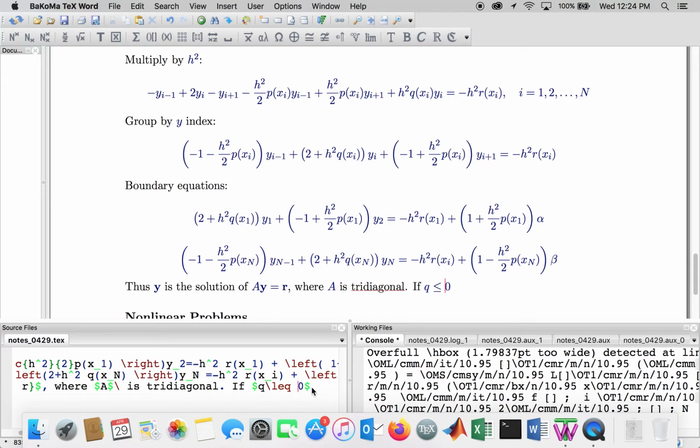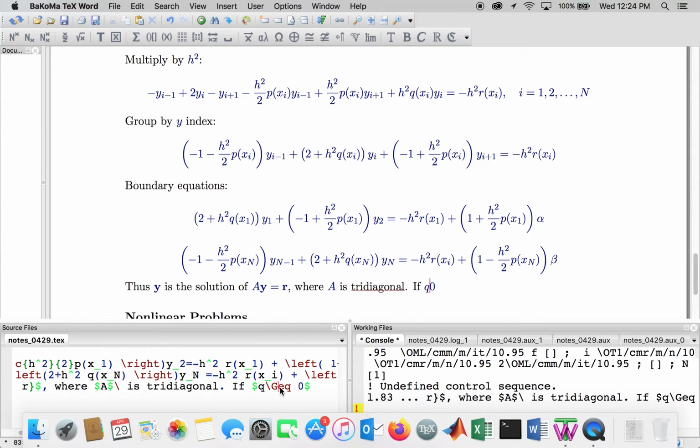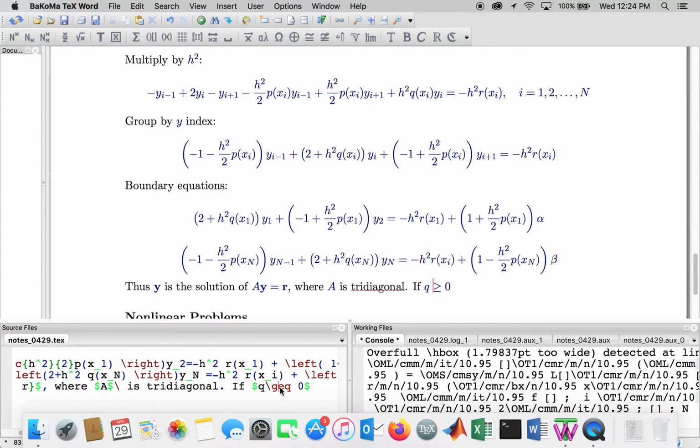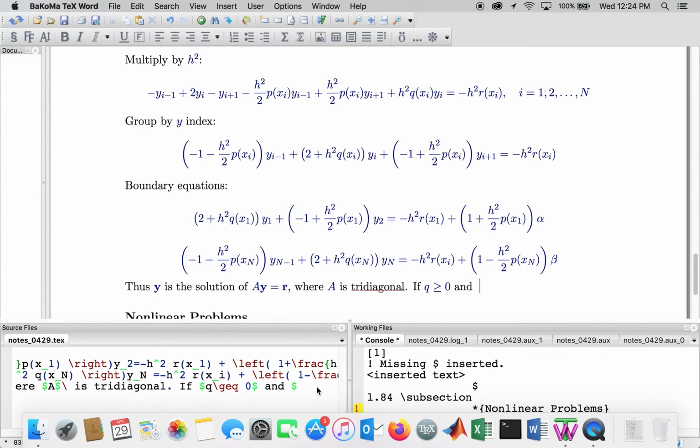Which is actually, wait, greater than or equal to 0. It's actually, we like to have the assumption that df dy, which is Q, is not just non-negative, but positive, to guarantee a unique solution of the original boundary value problem. And we have this condition: h is chosen small enough.